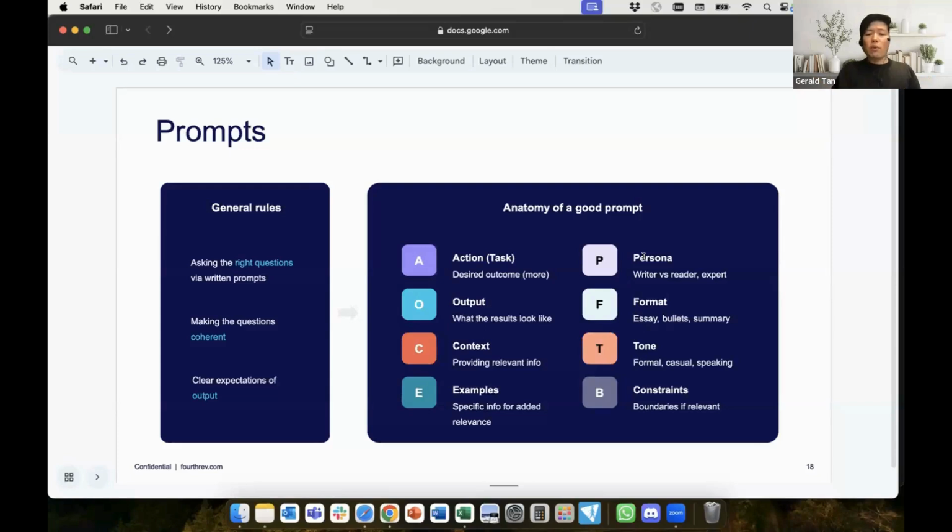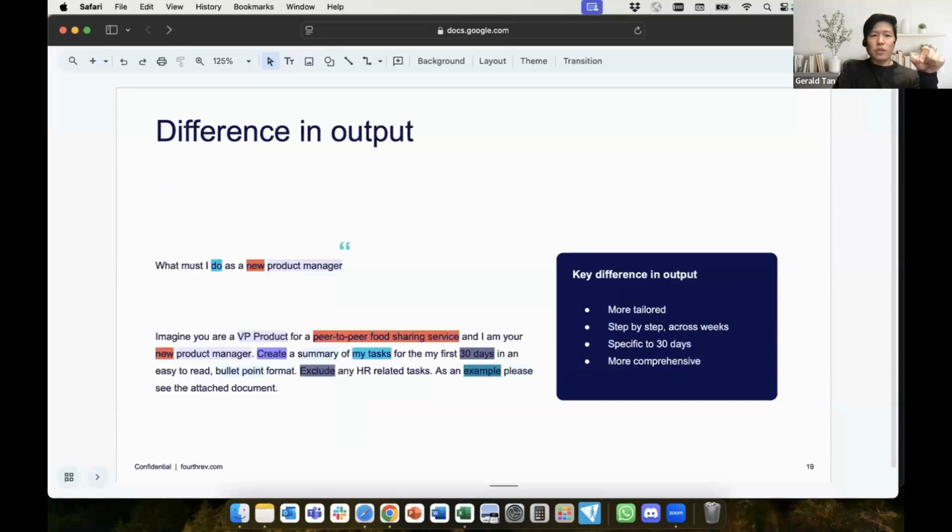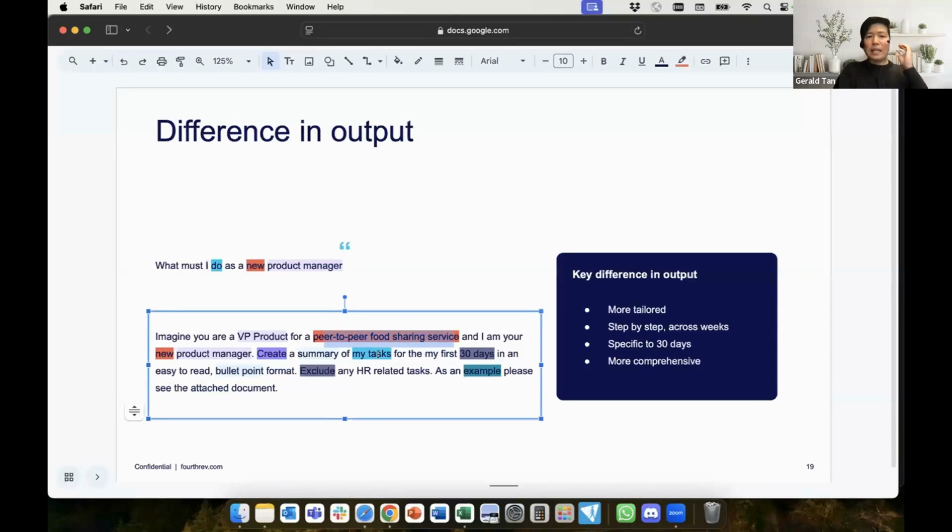What is important for everyone on the call is that there is a right way to prompt, and there's an even better way to prompt. As an example, if you were to prompt ChatGPT or Copilot or Gemini, what must I do as a new product manager? It will give a really good answer. But if you fine-tune the prompt, imagine you, ChatGPT, are a VP of product for a peer-to-peer food sharing service. Obviously, this should be whatever your company is. And I am your new product manager.